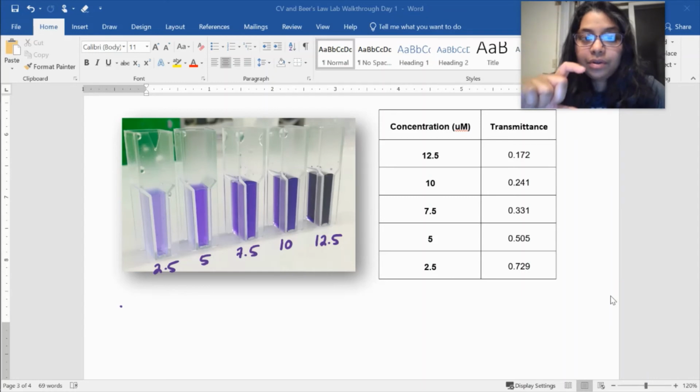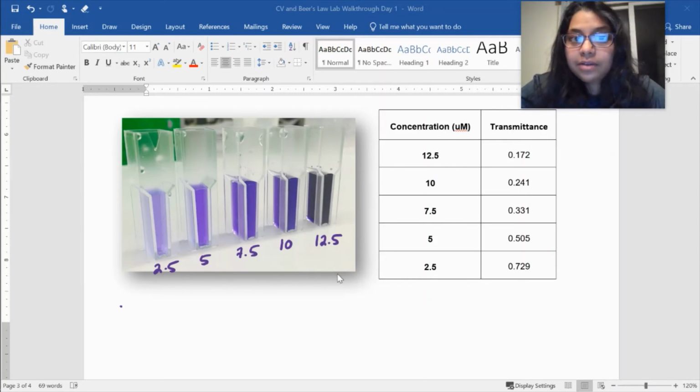So you put your, let's say, 12.5 cuvette in, measure the transmittance, take it out, put the reference blank in, calibrate your colorimeter, and then take that reference blank out before you put the 10 micromolar solution in. So in between each one, you have to calibrate your colorimeter to get the most accurate results.